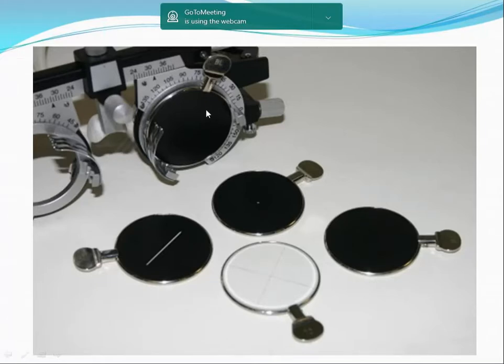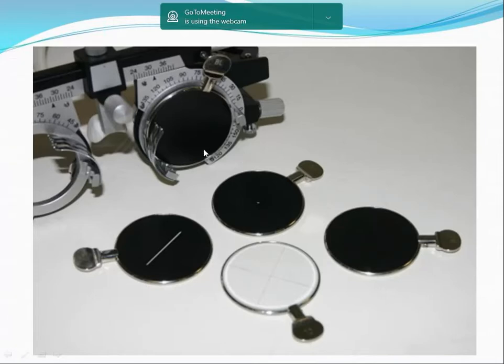Otherwise, what will happen? Even if there is zero vision in one eye, the patient will not realize because he will be seeing clearly with the other eye, isn't it? That's why you need to check each eye separately. For that sake, you will use the occluder. This is the occluder.